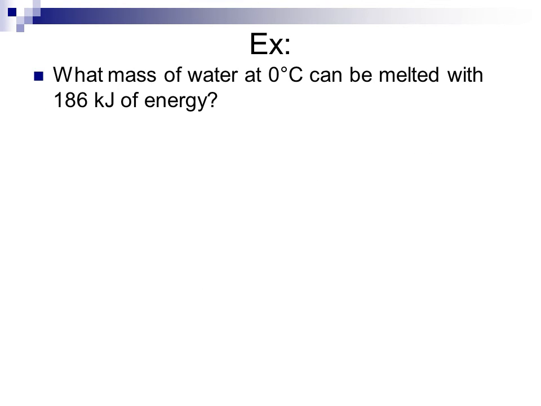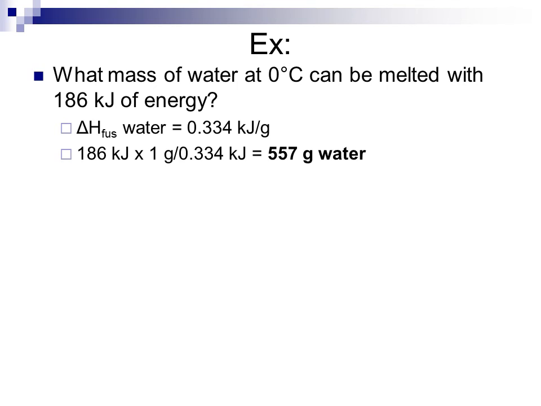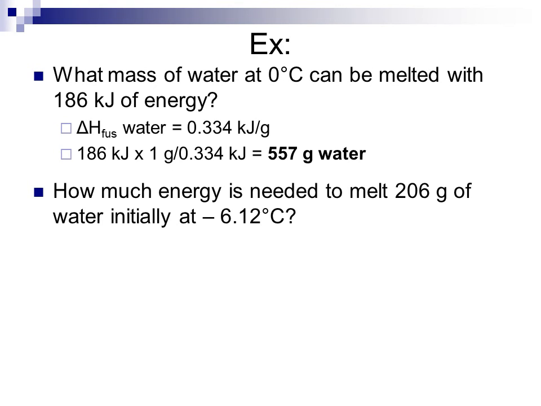An example of this process: if I want to know what mass of water at 0 degrees Celsius can be melted with 186 kilojoules of energy, I look at the heat of fusion of water and multiply the 186 kilojoules of energy by 1 gram per 0.334 kilojoules, and I get 557 grams of water that can be melted with that energy.